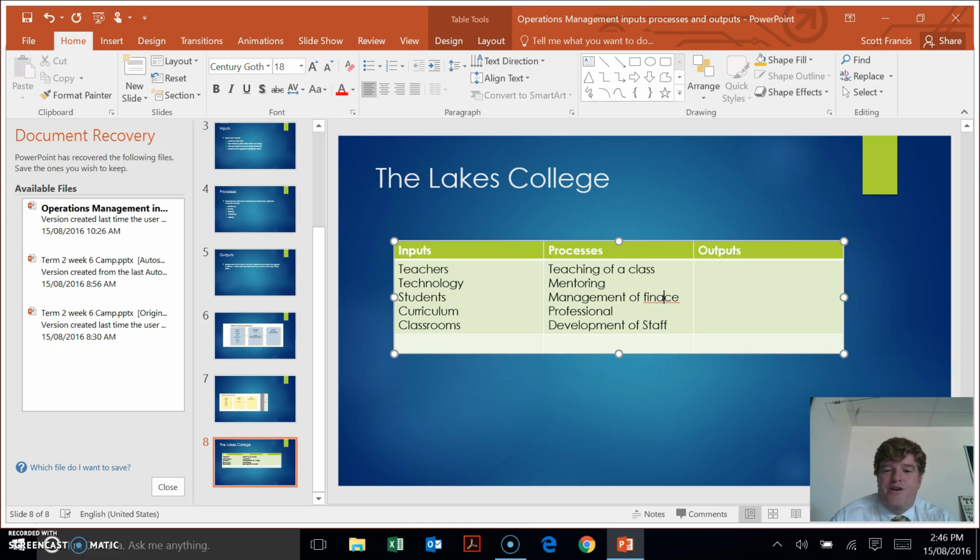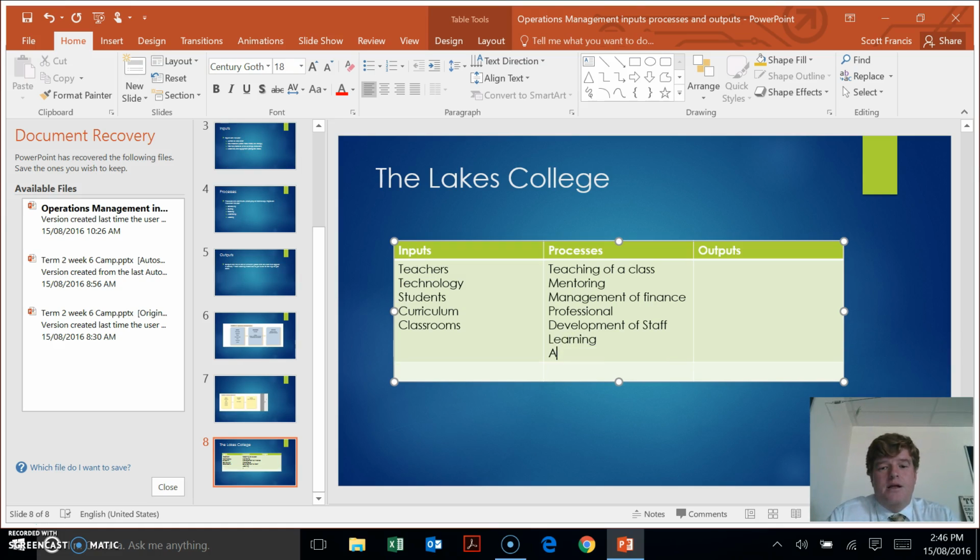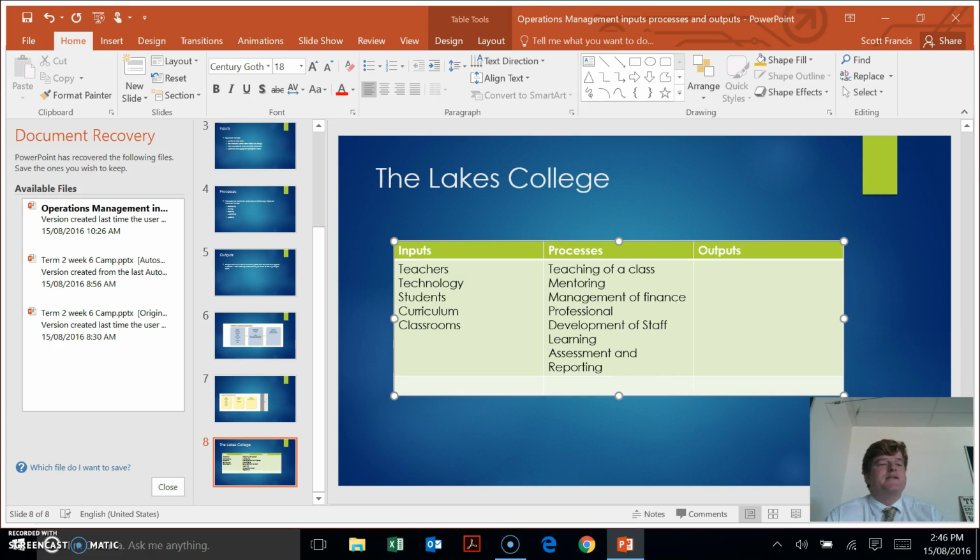Okay, I like the idea that professional development comes after I've misspelt finance, but we'll just move on from there. Professional development of staff. Any other processes that we've got? Learning. Yep. And I think a big one is assessment and reporting. So there's a bunch of processes that happen within the school.